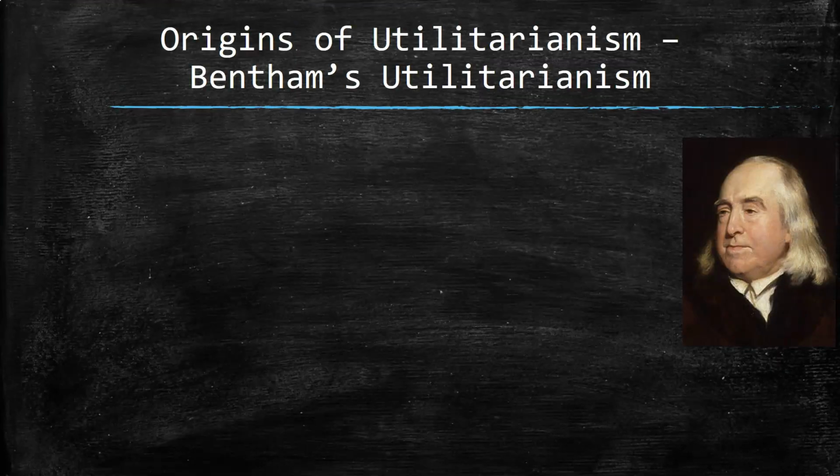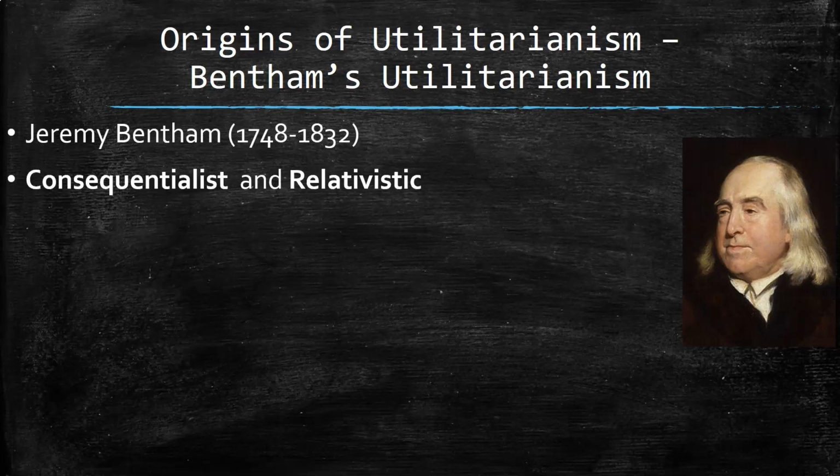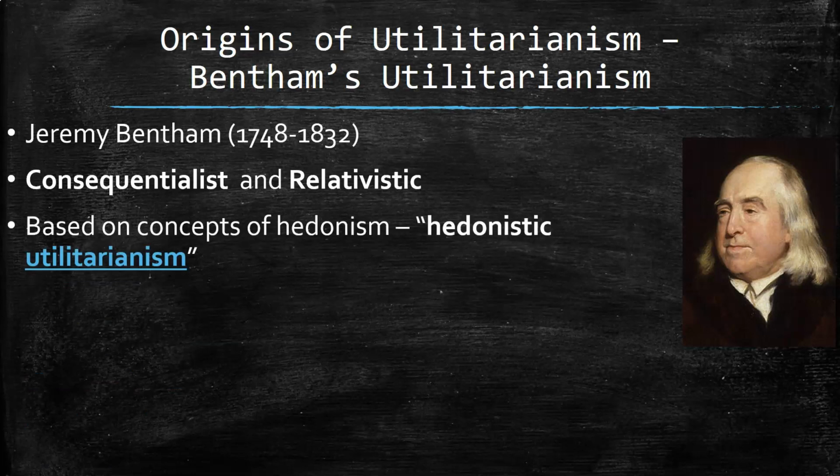Now, where does this all come from? It starts with Jeremy Bentham, and you can read more about him in the textbook. He's a consequentialist, and it's a relativistic view. What do we mean by relativistic? It means what I was saying before. It depends, right? It's relative to the situation. It's relative to what people value, that sort of thing. And again, it's hedonistic utilitarianism.